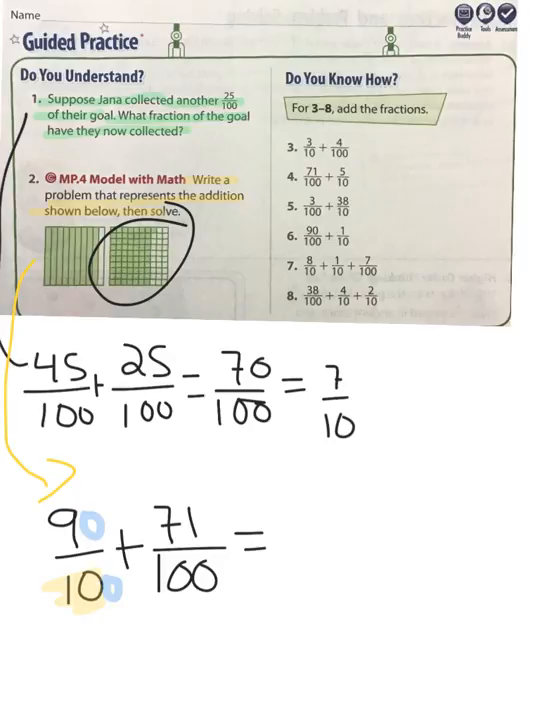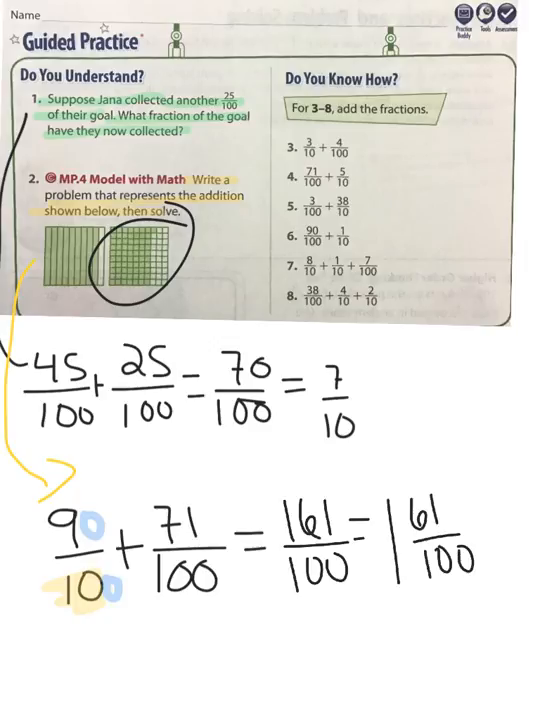So now I have 90/100 plus 71/100. And if I add those up, 100 is going to be my denominator. And now I have to add up 90 plus 71. And I get 161/100. And then I can just change that to 1 whole and 61/100ths.